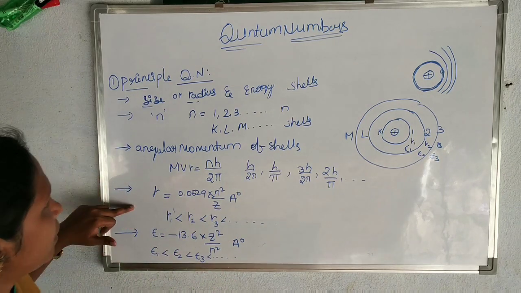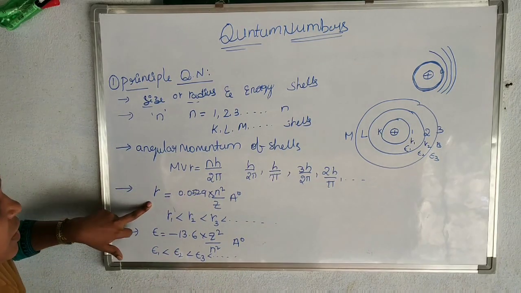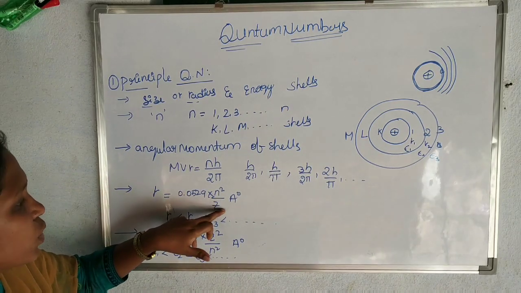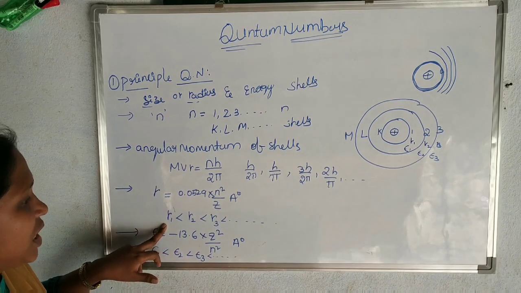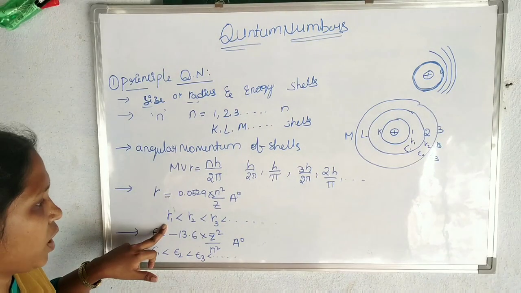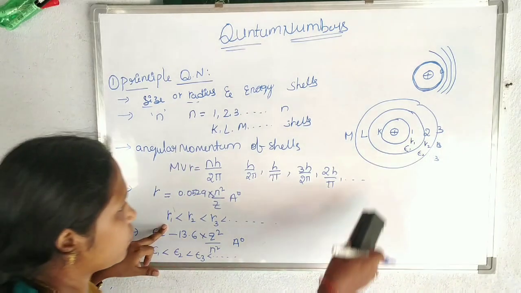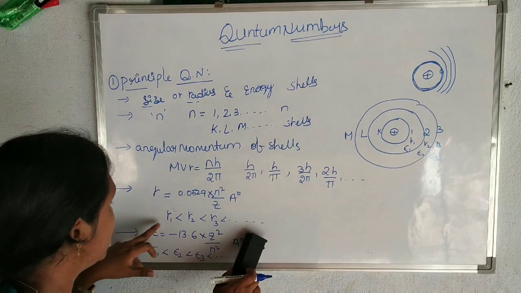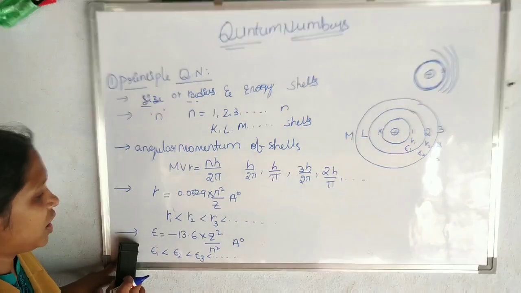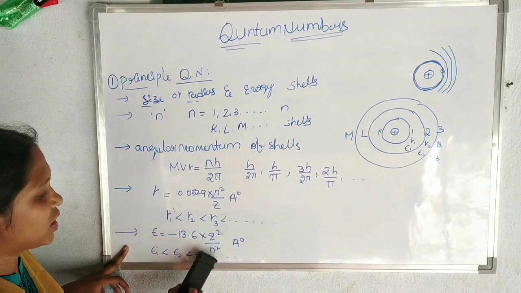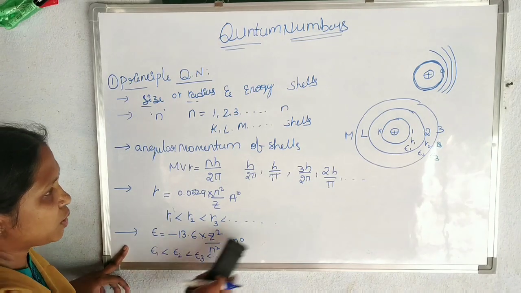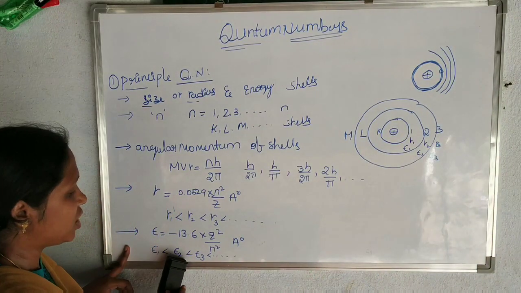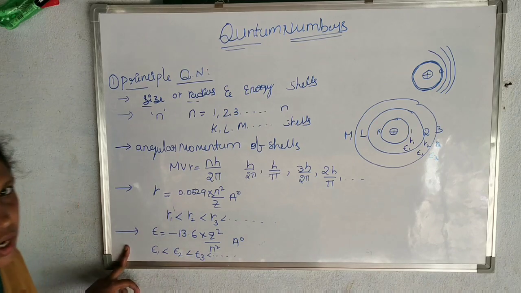And the radius can also be found using the principal quantum number. That radius is equal to 0.0529 n square by Z angstroms. So R1 is less than R2 is less than R3, and so on. The radius increases from the first shell to the nth or infinite shell. And the energy of the shells is equal to minus 13.6 into Z square by n square. Here also the energy increases from the first energy level to the infinite level. So E1 is less than E2 is less than E3, and so on.